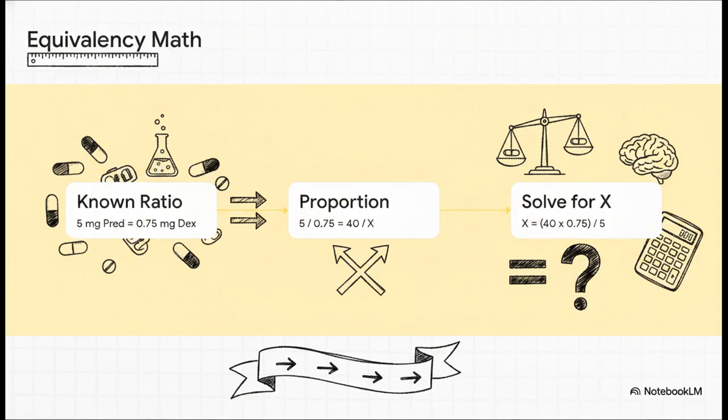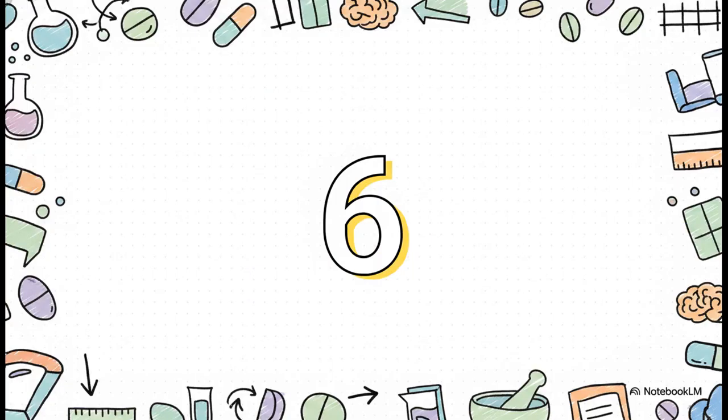Step 3. Cross-multiply and solve for X. We multiply 40 by 0.75 and then divide by 5. By strictly aligning the drug names and the units straight across the equation, you eliminate absolutely any chance of flipping the ratio upside down. And when you solve that proportion, it reveals the patient needs exactly 6 milligrams of dexamethasone daily. Let's check it. 40 times 0.75 is 30. 30 divided by 5 is 6.